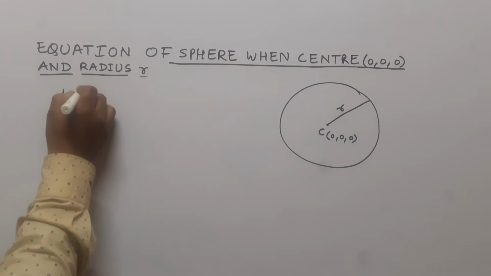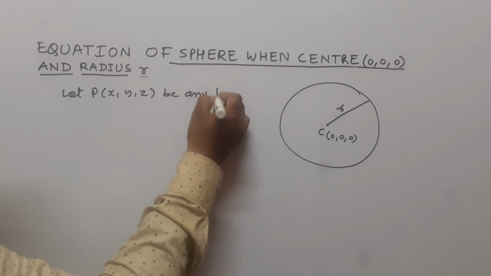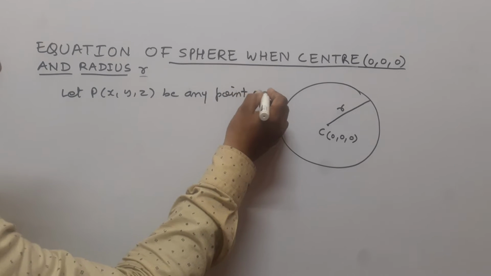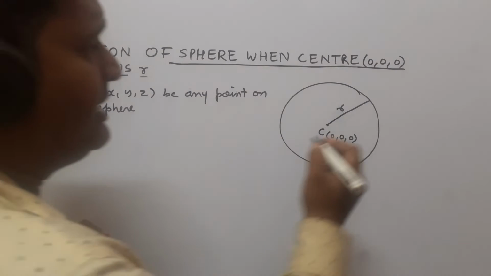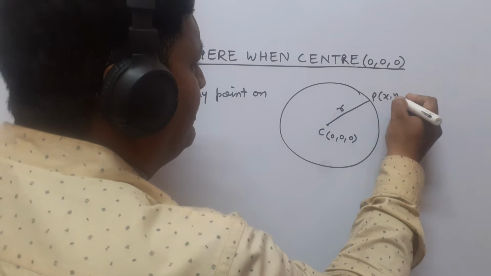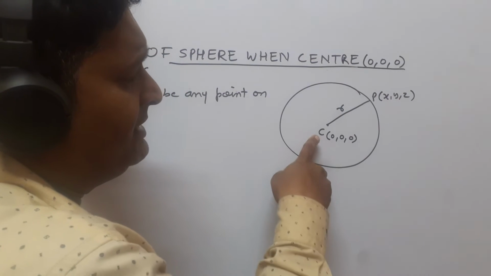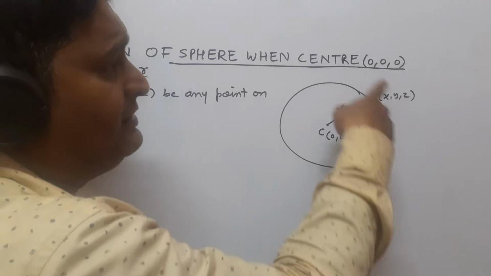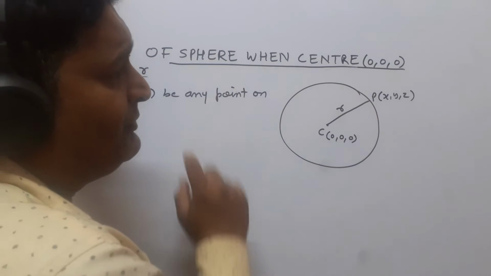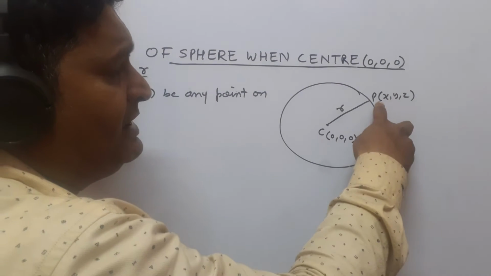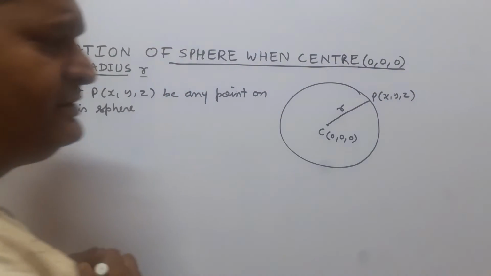Let us suppose that P(x, y, z) is any point on this sphere. We suppose that this is the sphere here, C is the center of the sphere, and the center of this sphere is given by 0, 0, 0, and the radius of the sphere is small r. P is any point on this sphere whose coordinates are x, y, z.